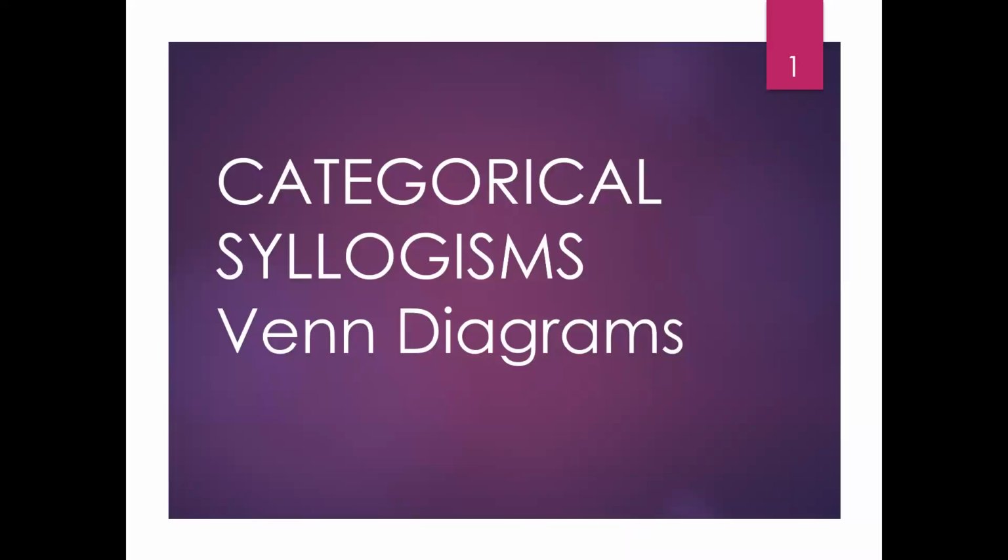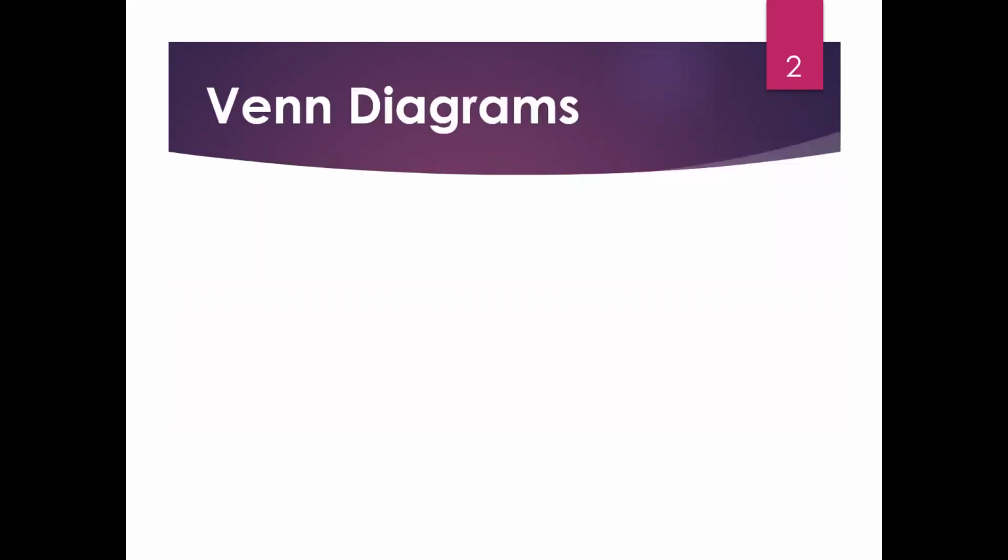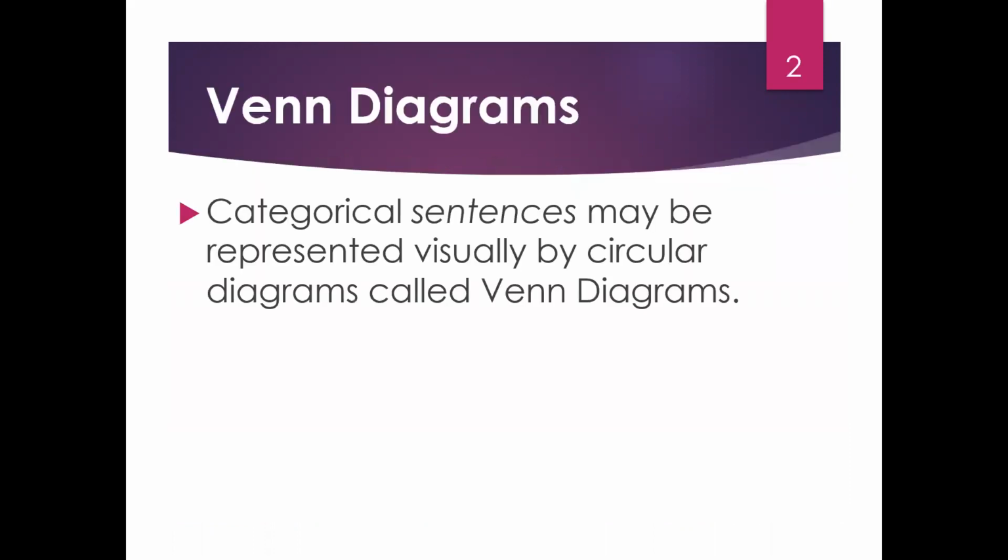Here I am assuming some familiarity with categorical statements and the arguments that can be formed by using categorical statements, categorical syllogisms. And we're going to look at how to evaluate these categorical syllogisms, how to evaluate their validity by using Venn diagrams. And Venn diagrams are interlocking circles.